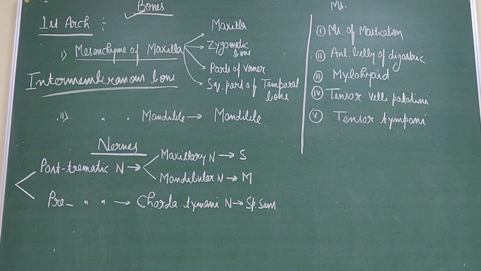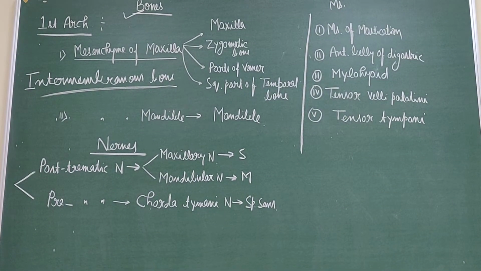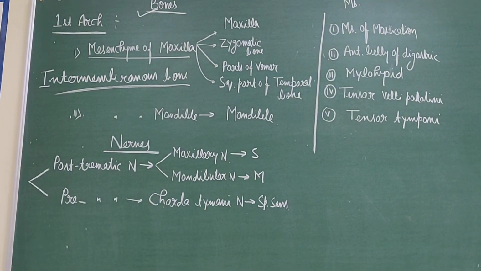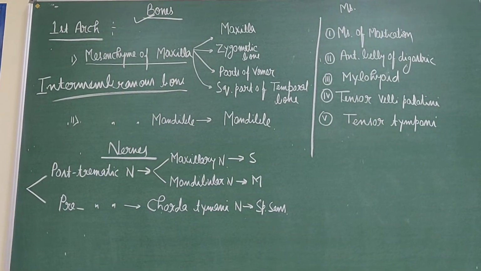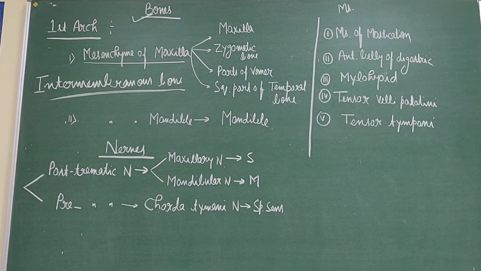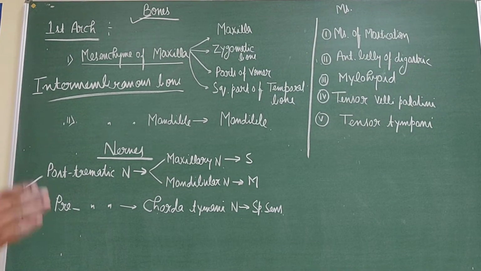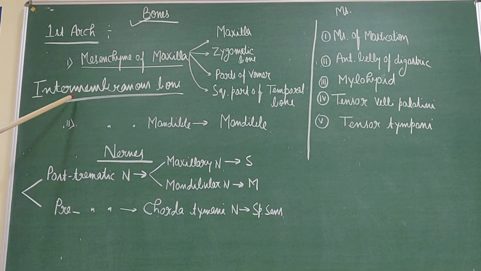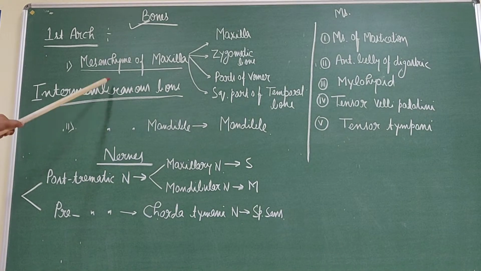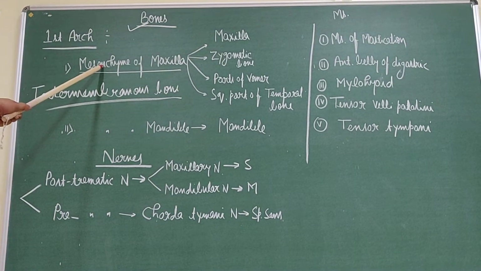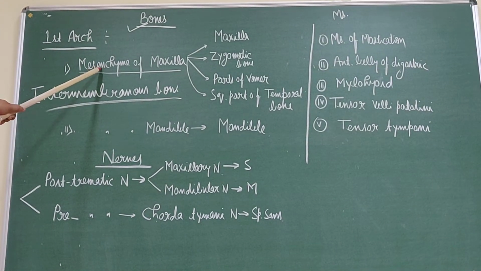On the basis of ossification, there are two types of bones. One is intramembranous and the second is intracartilaginous. The cartilaginous bones are formed from cartilage, while the intramembranous bones are directly formed from the mesenchyme of the structures.